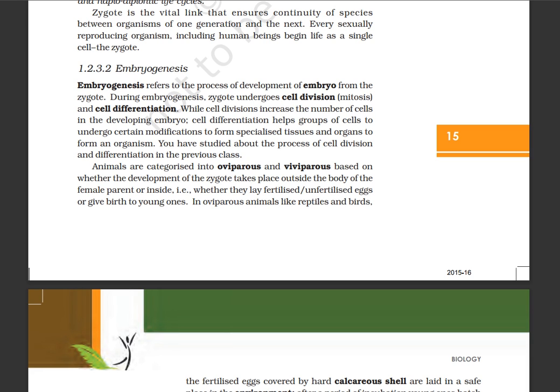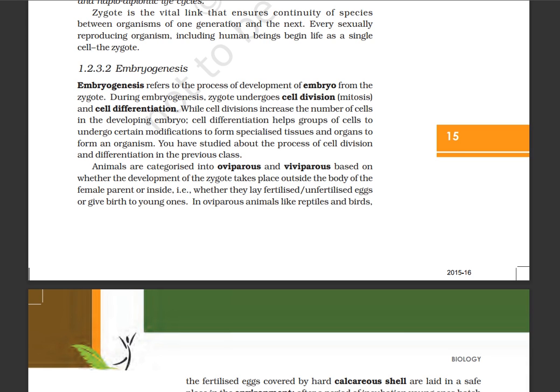While cell divisions increase the number of cells in the developing embryo, cell differentiation helps groups of cells to undergo certain modifications to form specialized tissues and organs to form an organism. You have studied about the process of cell division and differentiation in the previous class. Animals are categorized into oviparous and viviparous based on whether the development of the zygote takes place outside the body of the female parent or inside, i.e., whether they lay fertilized eggs or give birth to young ones.